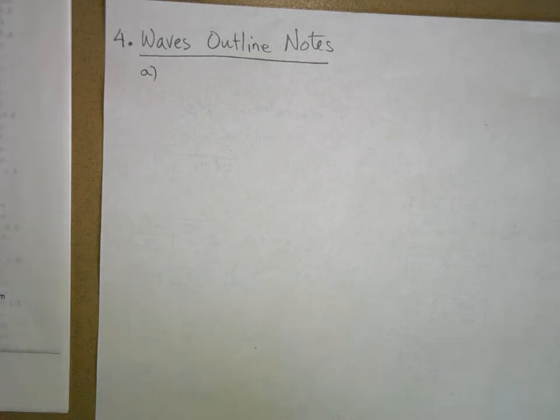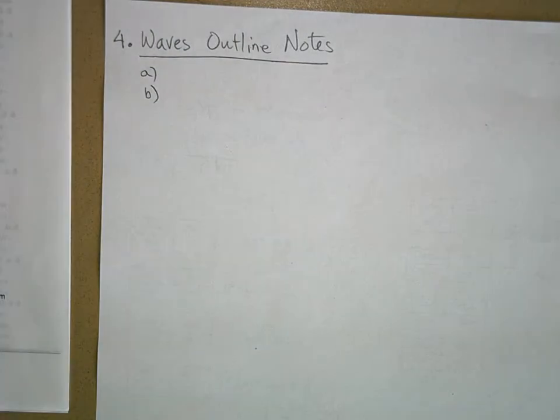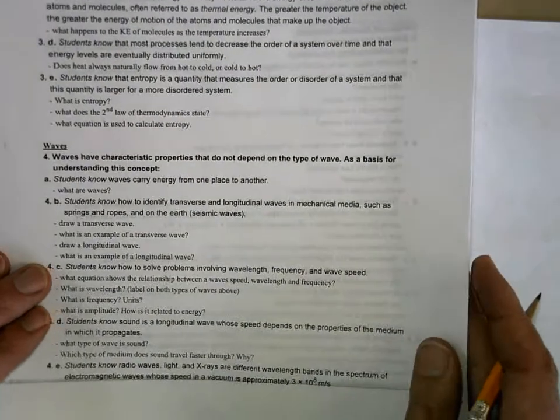Okay. B. Students know how to identify transverse and longitudinal waves in mechanical media, such as springs and ropes, and on the earth, seismic waves. Okay, so now that's where we're at right here.